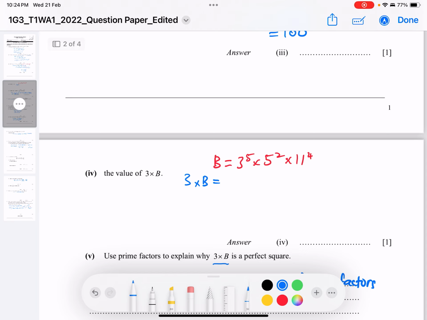In part 4, we have to find the value of 3 times B. Now B is 3 to the power of 5 times 5 squared times 11 to the power of 4. So 3 times B will be 3 times 3 to the power of 5 times 5 squared times 11 to the power of 4. And that gives us 3 to the power of 6 times 5 squared times 11 to the power of 4.